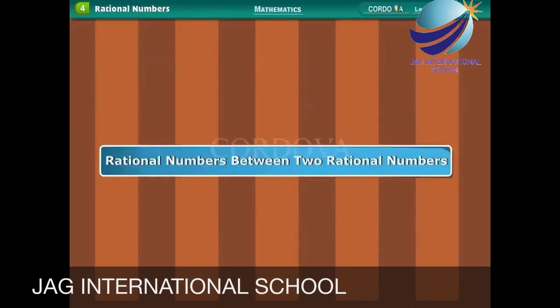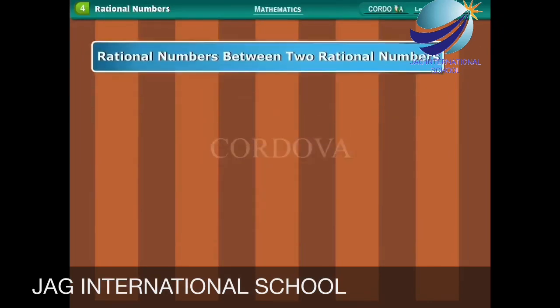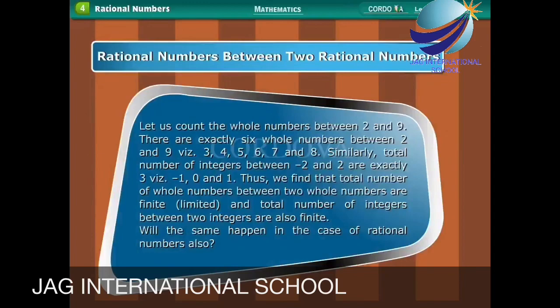Rational numbers between two rational numbers. Let us count the whole numbers between 2 and 9. There are exactly 6 whole numbers between 2 and 9, vis-a-vis 3, 4, 5, 6, 7 and 8. Similarly, the total number of integers between minus 2 and 2 is exactly 3, vis-a-vis minus 1, 0 and 1. Thus, we find that the total number of whole numbers between two whole numbers is finite, limited, and the total number of integers between two integers is also finite. Will this happen in the case of rational numbers also?